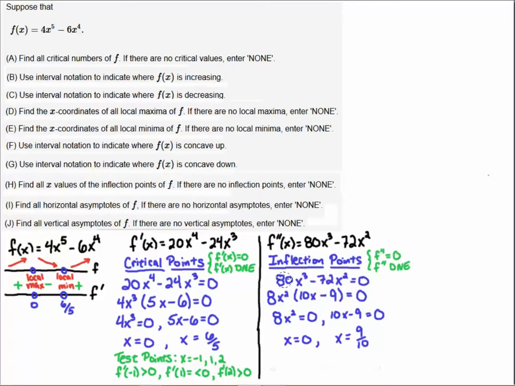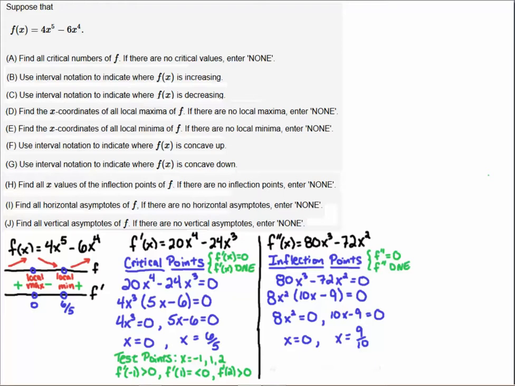So again, I write my second derivative down here, set it equal to 0. And then I factor out my greatest common factor, 8x squared, and I have a 10x minus 9 here. So I set both of these equal to 0, so 8x squared is equal to 0, and 10x minus 9 is equal to 0. 8x squared is equal to 0 when x is equal to 0, and for 10x minus 9 equal to 0, I push the 9 over and divide by 10, and I get 9/10. So those are my two candidates for inflection points.